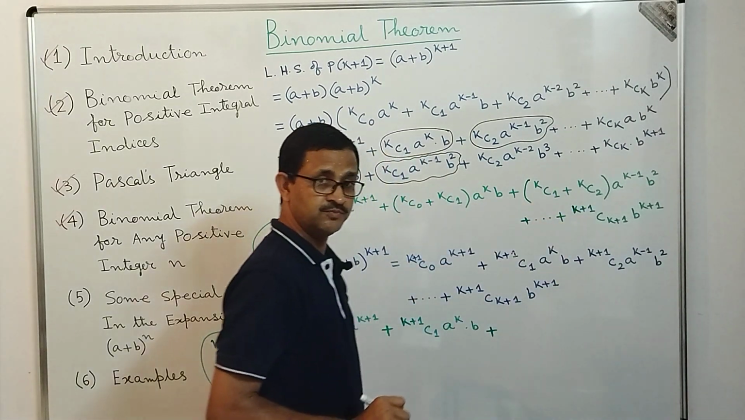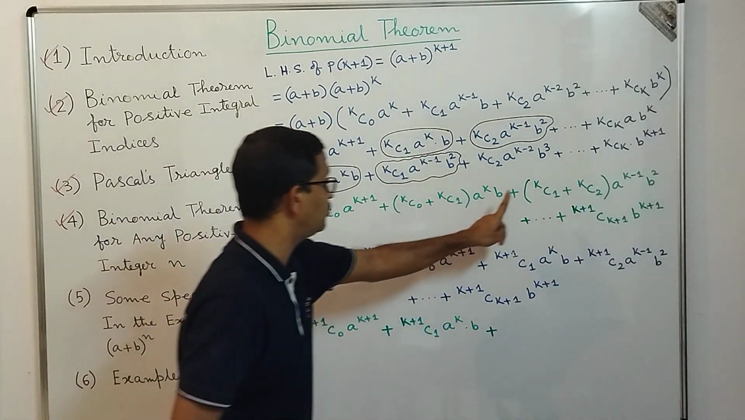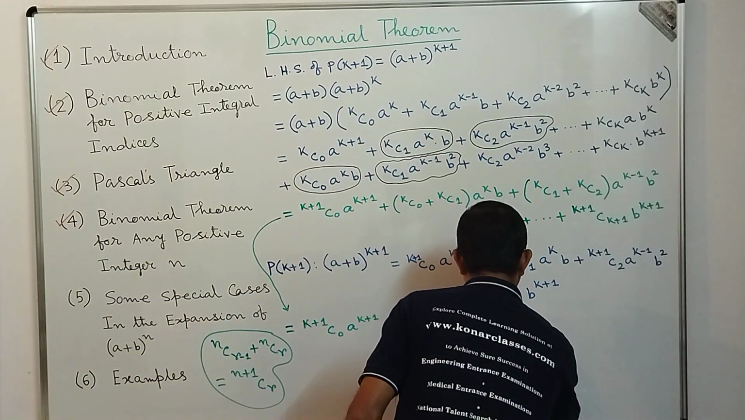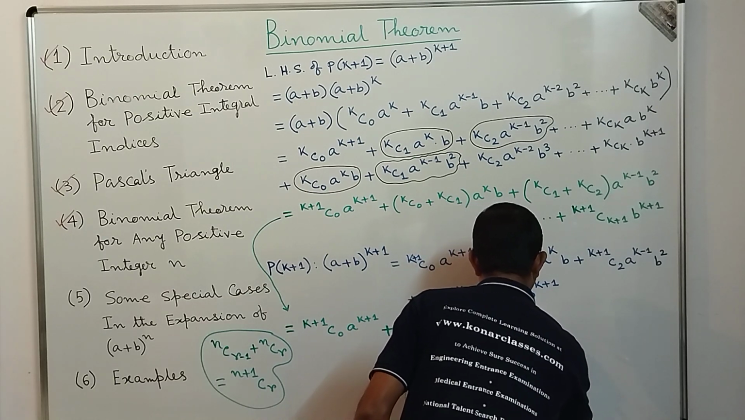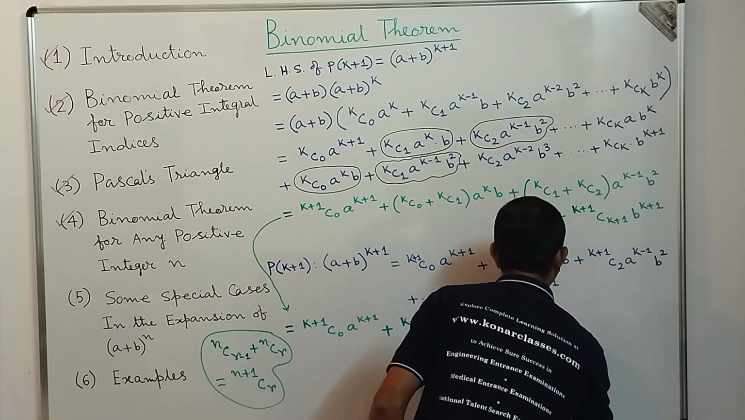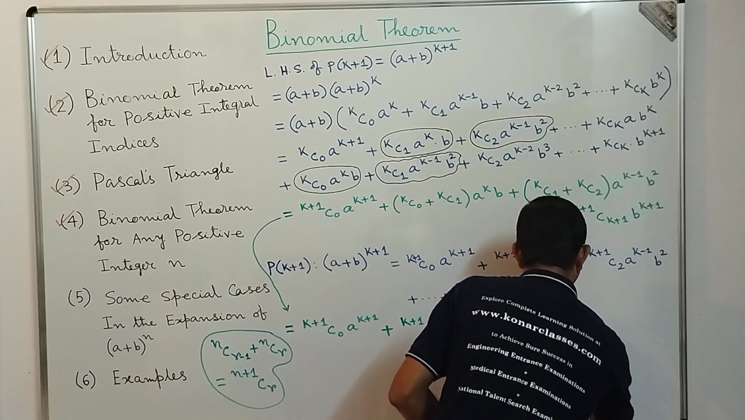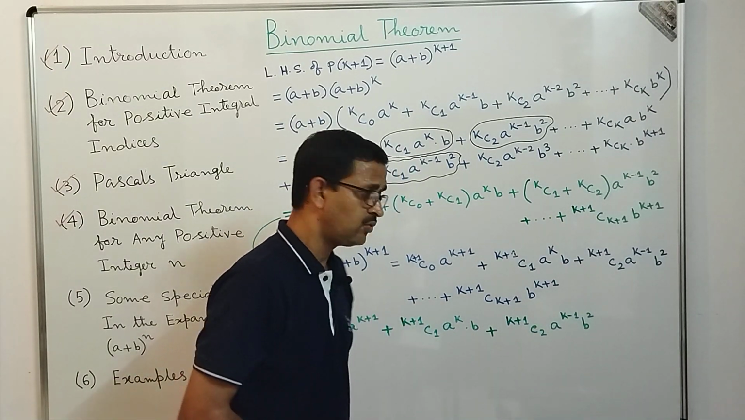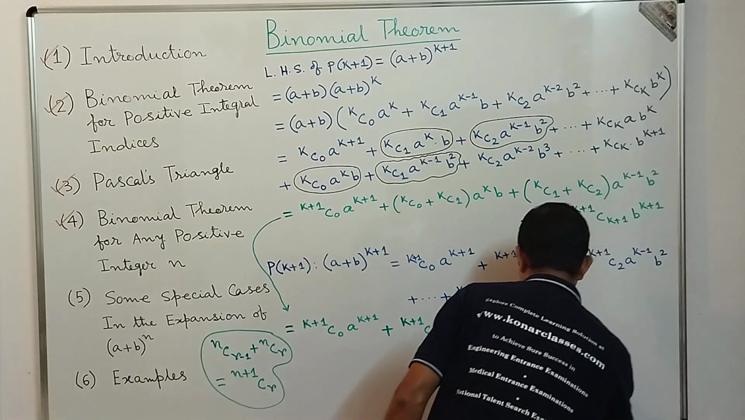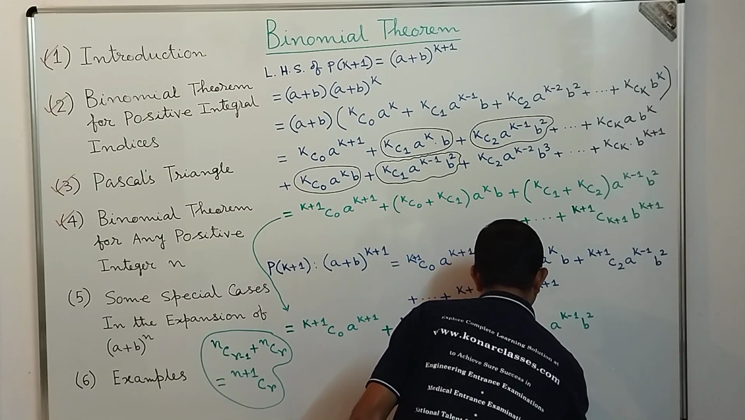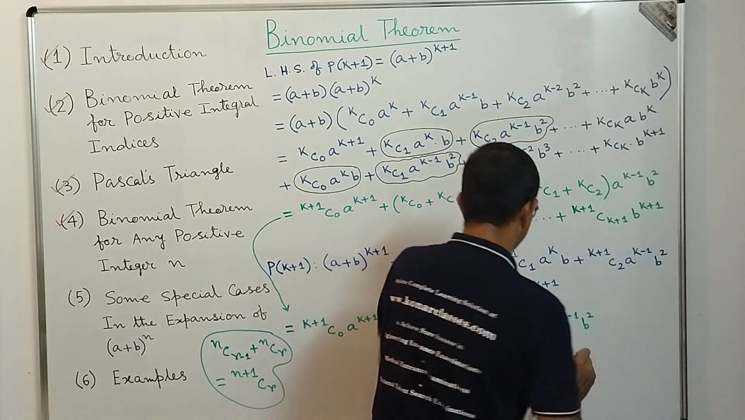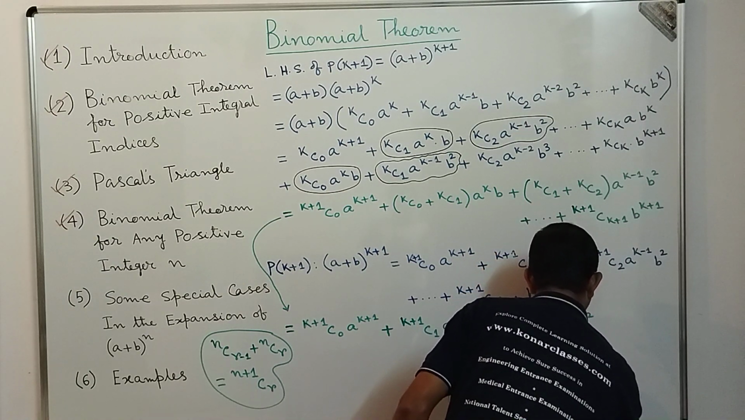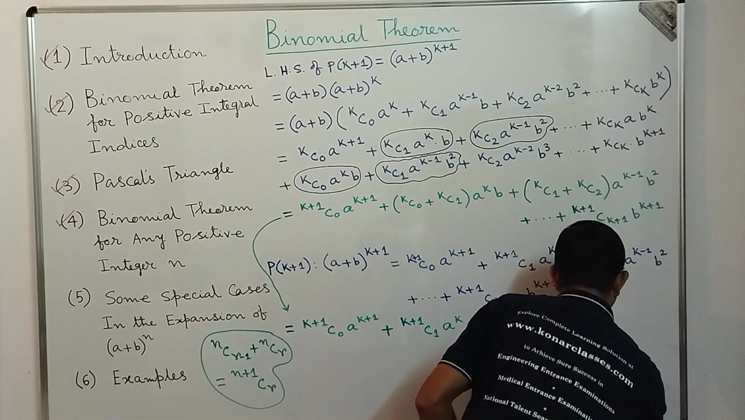Plus kc1 plus kc2, using this property we can write that is equal to k plus 1 c2, correct? So what we can write is that k plus 1 c2 into a to the power k minus 1 and into b square, correct? In that way, if we continue, then what we are going to get, dear students? So in this way, if we continue, we are going to get the last term, k plus 1 ck plus 1 into b to the power k plus 1.